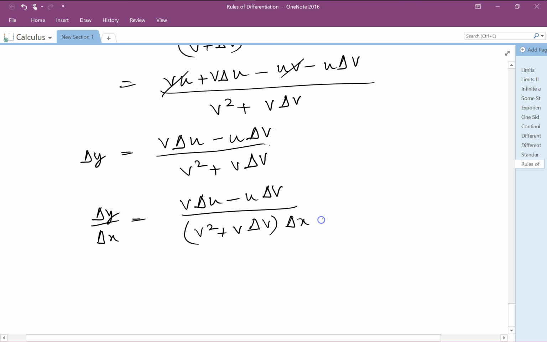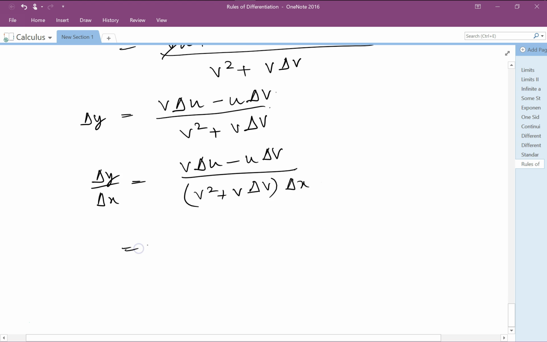times delta x. Now let's take delta x above, right? v delta u by delta x minus u delta v by delta x, and this whole thing divided by v square plus v delta v. Can we do that? Yes.